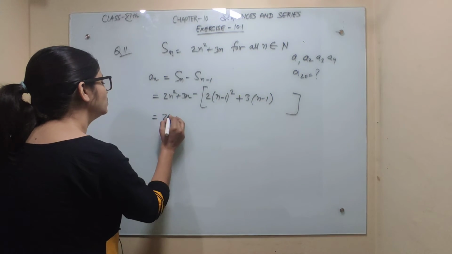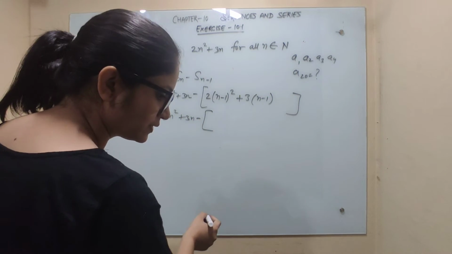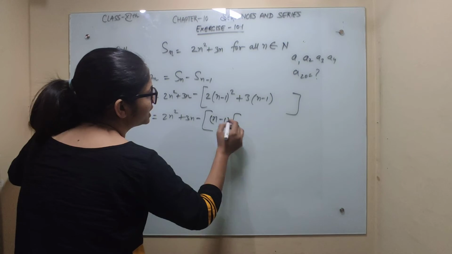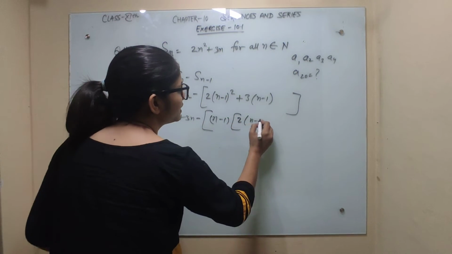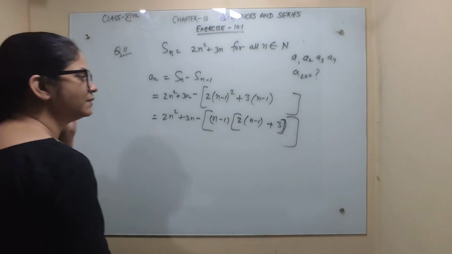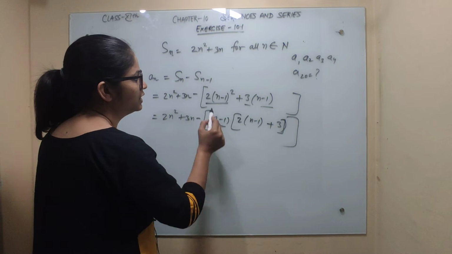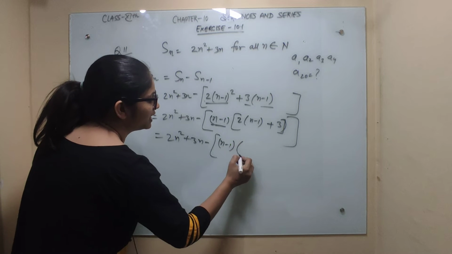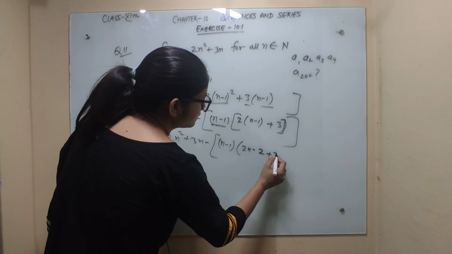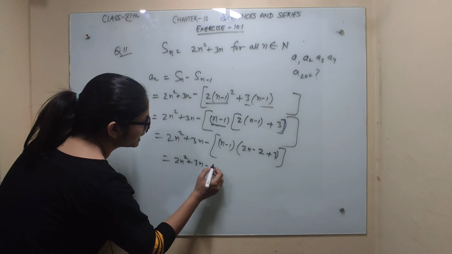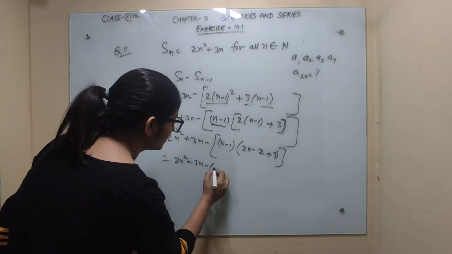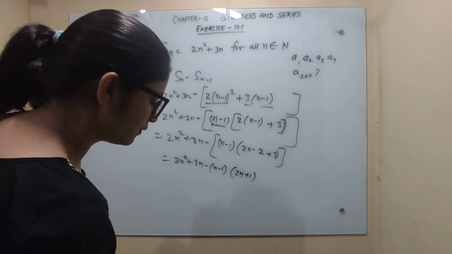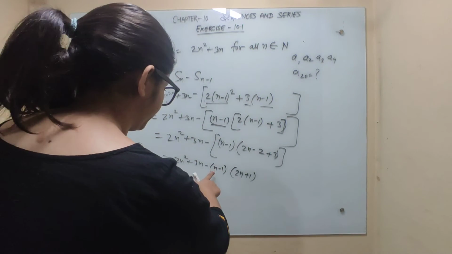Is it clear? So you can see here 2n square plus 3n minus. You can open this 2 into n minus 1 whole square. So you can write n minus 1 common from here. Here what is left is 2n minus 1, plus 3. n minus 1 I am taking common from these two. So here 2 into n minus 1 is left plus 3. So you can write 2n square plus 3n minus n minus 1 into 2n minus 2 plus 3. So minus n minus 1 into 2n minus 2 plus 3, that is plus 1. So 2n square plus 3n minus n minus 1 into 2n plus 1.